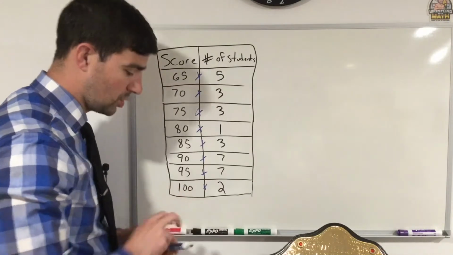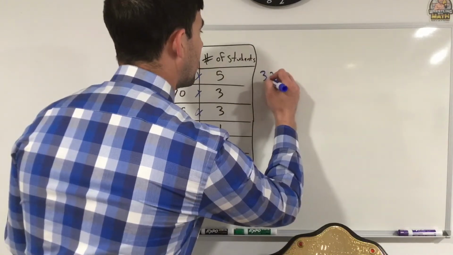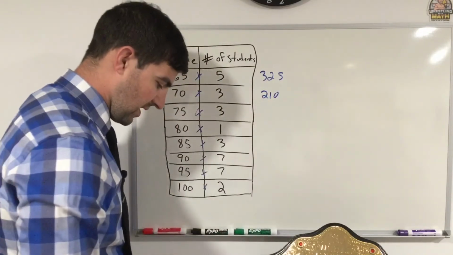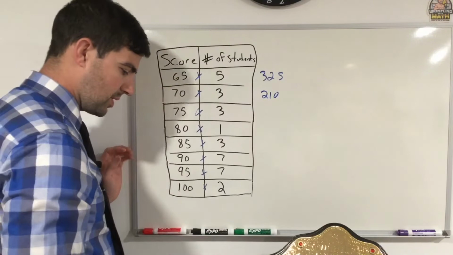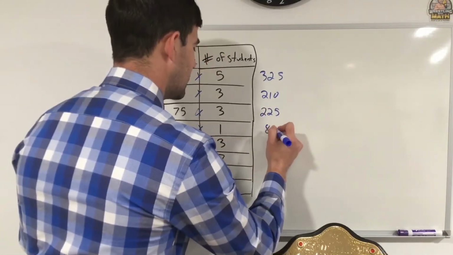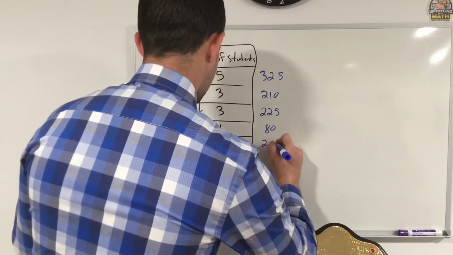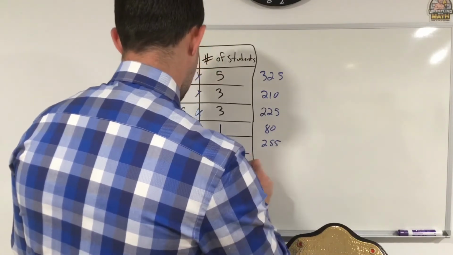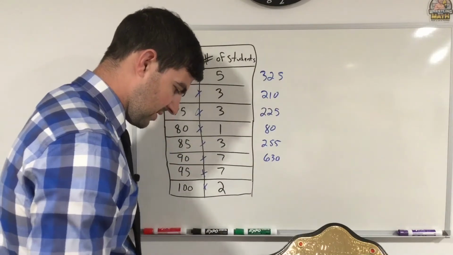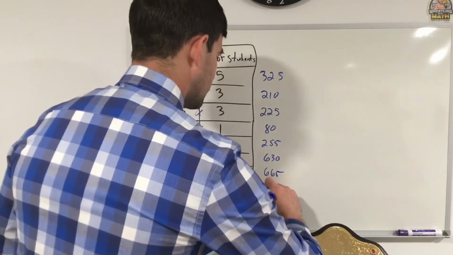So I'm going to do 65 times 5, 325. 70 times 3 is 210. 75 times 3, and we're doing this in real time just to help you guys out, 75 times 3 is 225. 1 times 80 is 80. 85 times 3 is 255. 90 times 7 is 630. 95 times 7 is 665. And 100 times 2 is 200.